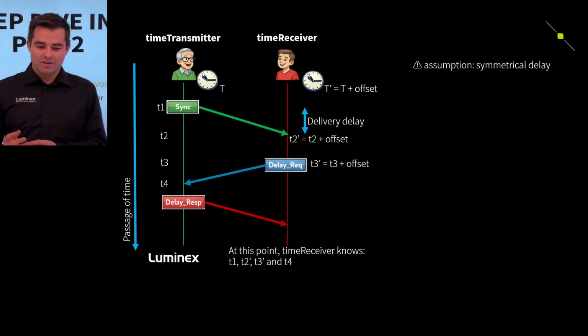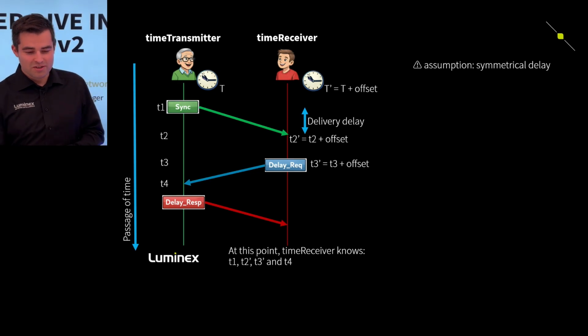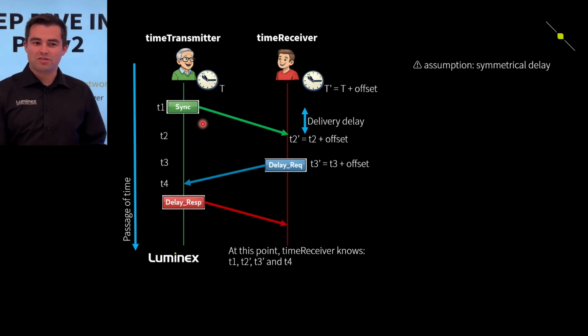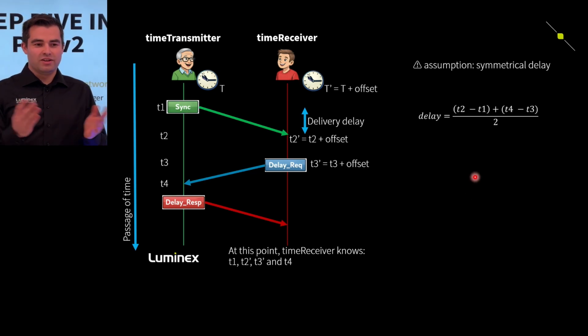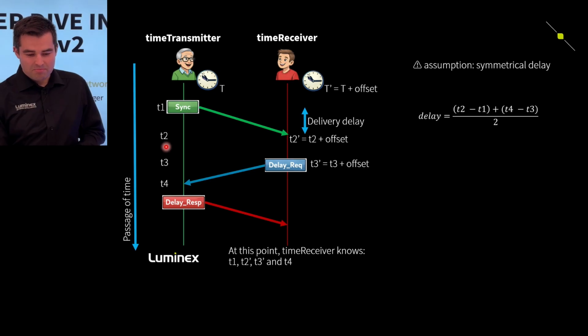So a first assumption is that the delay is symmetrical, which means that the delay to send a packet from the time transmitter to the receiver will be equal to the delay to send the packet from the receiver to the transmitter. If we can assume that, then we can calculate the average delay. So we have a delay here to send the sync packet, and a delay here to send the delay request packet. To send the sync packet, the delay is T2 minus T1. To send the delay request packet, the delay is T4 minus T3. If we average that out, we get this value.